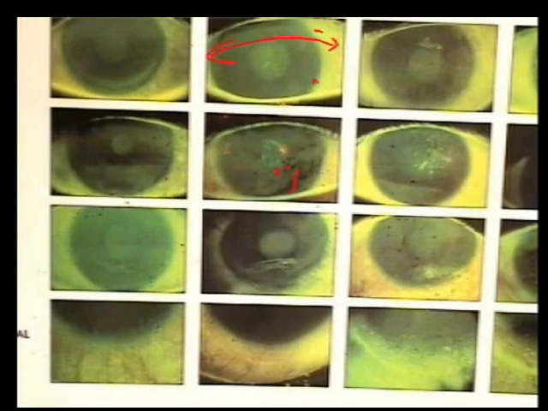For tear breakup, we're hoping we don't see any corneal staining. What we're looking for is they blink, we get a nice uniform green, and at some point the tear film starts to break up. And you can see in some of these slides these little dark areas, these little dark patches. I tried to highlight a couple with red here. From the time they blink until the time that first dark spot appears, that's your tear breakup time.